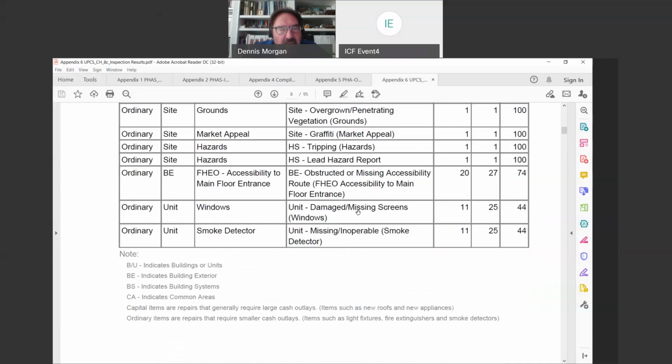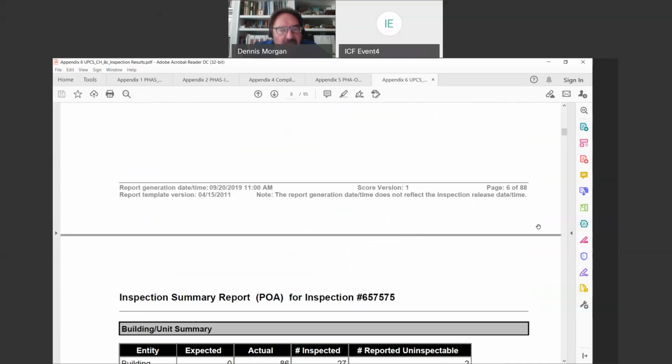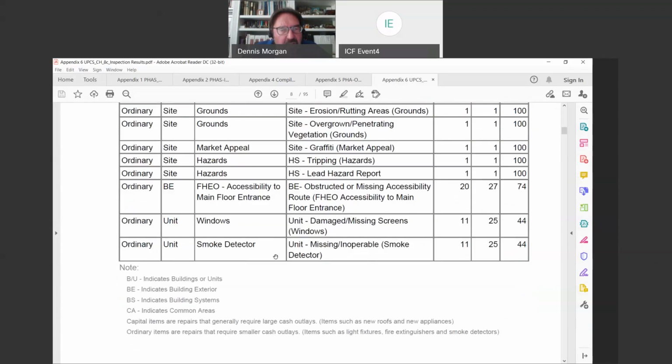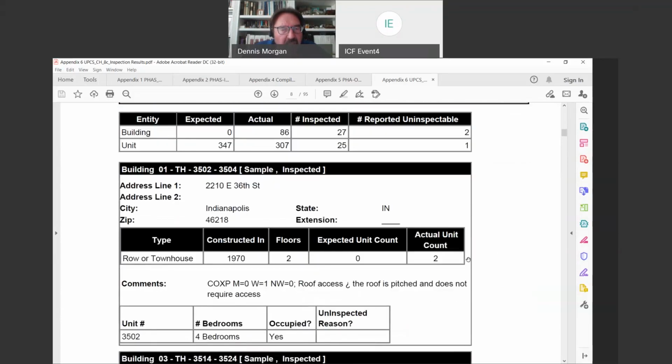Windows and potentially damage to screens. About 44% of my units had that. Smoke detectors, again, 41%. Systemic errors. Which one of those did not take away points? Well, smoke detectors didn't take away points, even though it's a 24-hour. FHEO did not take away points. But I also want to program some money to take a look at that as well.